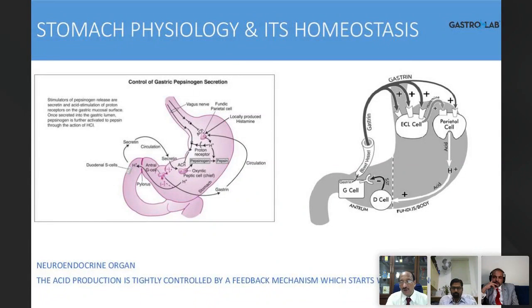The parietal cell produces acid, and the acid goes down and stimulates the D cell in the antrum, which secretes somatostatin. Somatostatin is a switch-off hormone in the GI tract. So it switches off the G cell, and the G cell will not produce any more gastrin. The stomach says, okay, enough of acid, I want to stop here. When I need acid, G cells produce gastrin. When I need to switch off, the D cells produce somatostatin to switch off.